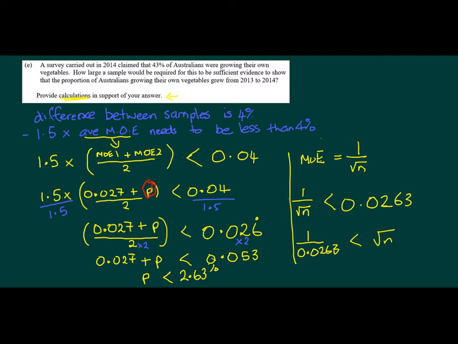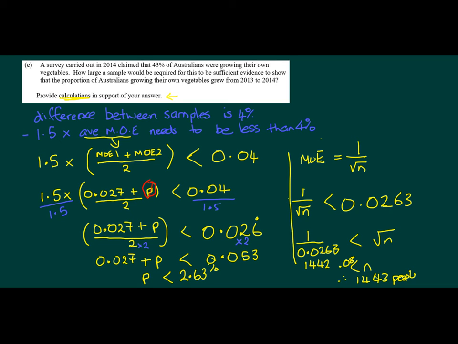So if we square both sides to get rid of the square root, we end up with our n value having to be greater than 1442.08, and because we're dealing with people, our sample needs to be bigger than 1443 people. Okay, so that's how you'd work out that particular question.